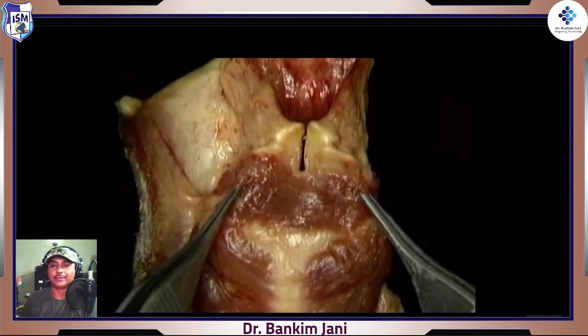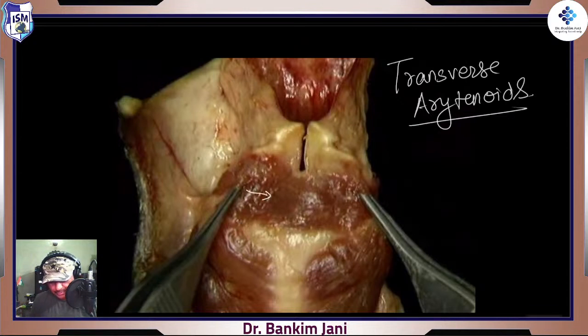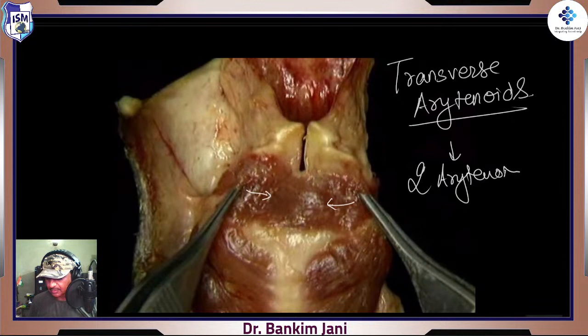Okay, one more. Now this is transverse arytenoids. So transverse arytenoids, simply when that muscle contracts, it will take both of them near. So it means two arytenoids come closer.